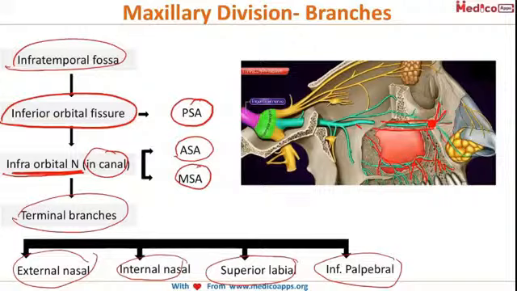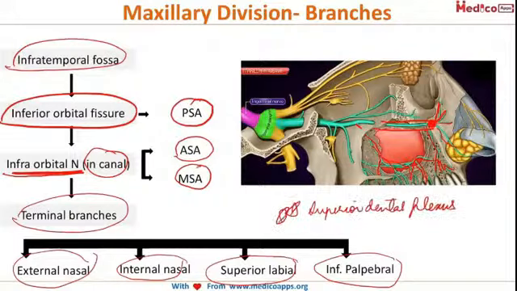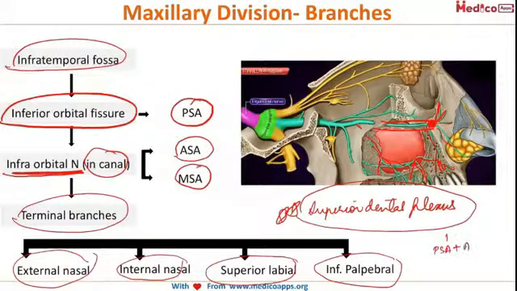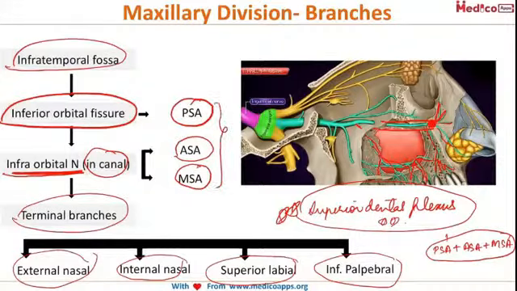Okay, one thing you should remember is that there is something called the superior dental plexus. Remember this. The superior dental plexus is a plexus of nerves that supplies the upper teeth and the mucosa associated with it. It is formed by the posterior superior alveolar, anterior superior alveolar and middle superior alveolar nerves. So all of these together form a plexus, the superior dental plexus, and supply the upper teeth. So these three nerves together form the superior dental plexus. So this was about the maxillary division.